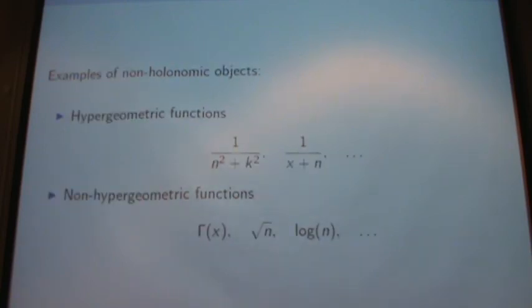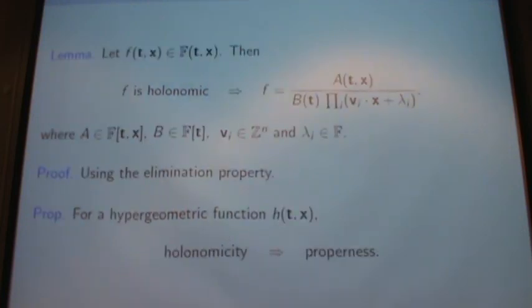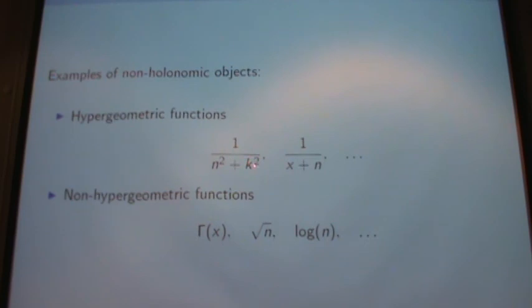Now we have proved this conjecture, and with this conjecture we can show some examples which are very elementary, but are not holonomic. For instance, in this example, n and k are both discrete, and this is a rational function. By the previous result, it should be integer linear, and you can prove that you cannot factor this into two factors with integer linear coefficients. So this is not holonomic.